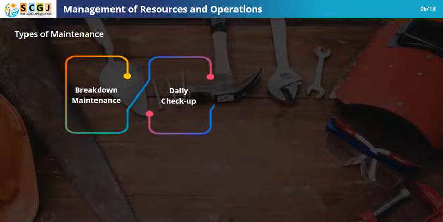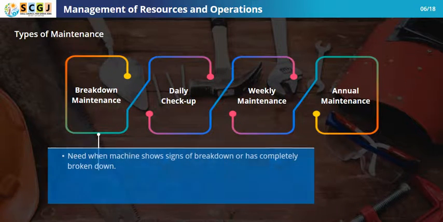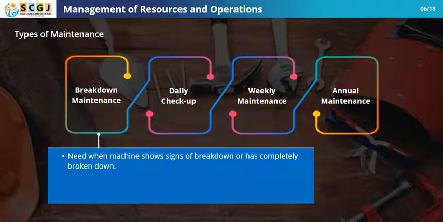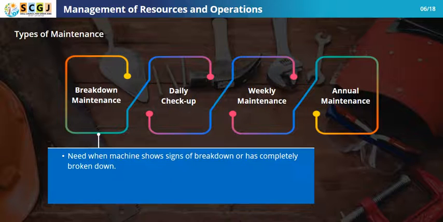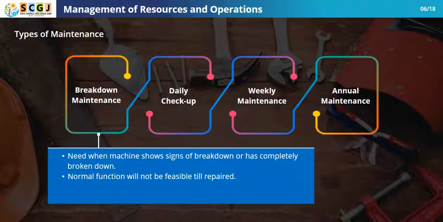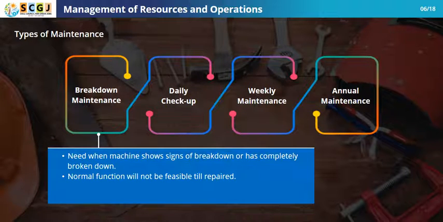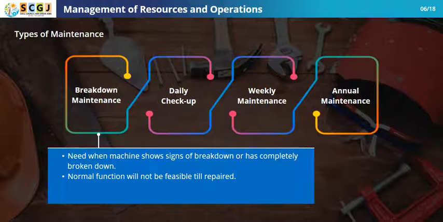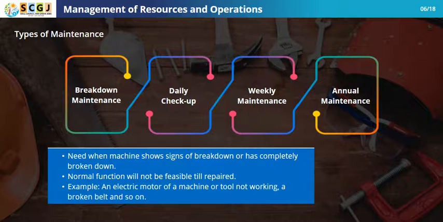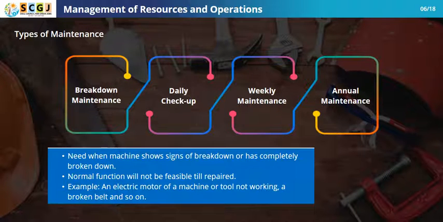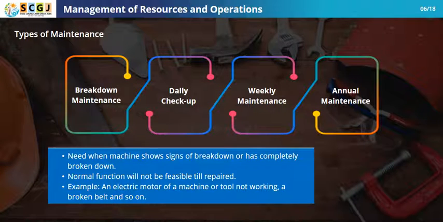There are 4 types of maintenance. Breakdown maintenance is needed when and where the machine is showing signs of breakdown or has completely broken down. It implies that repairs are made after the equipment or machine has become out of order and it cannot perform its normal function any longer. For example, an electric motor of a machine or tool not working, a broken belt, and so on.